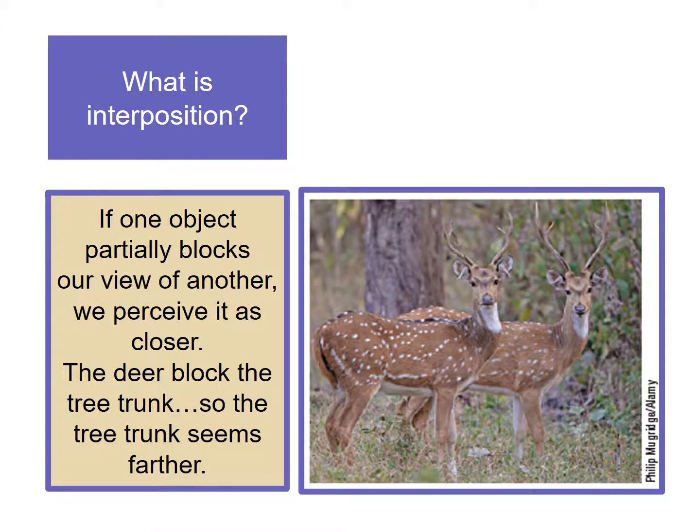Interposition is when one object partially blocks our view of another, we perceive it as being closer. The deer blocked the tree trunk, so the tree trunk seems farther.